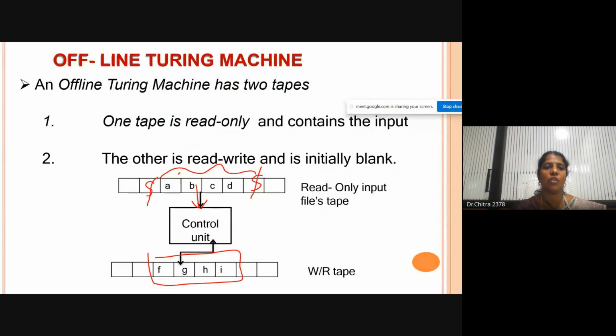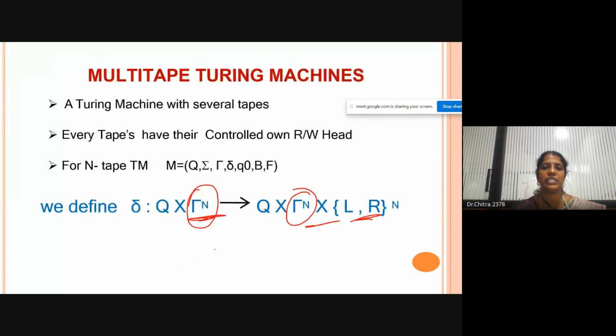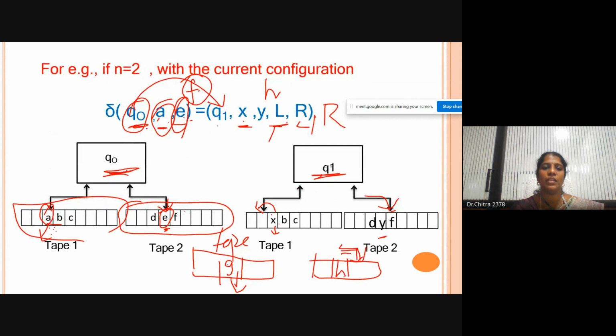The next is the offline Turing machine. In the offline Turing machine, one tape is the fixed one. You cannot change the content in that tape. And the second tape contents can be changed. Then the multi-tape Turing machine. Here, n number of tapes are there and n number of tape heads are there. Number of tapes increased and number of tape symbols also increased. And based on that, left and right move is also possible.